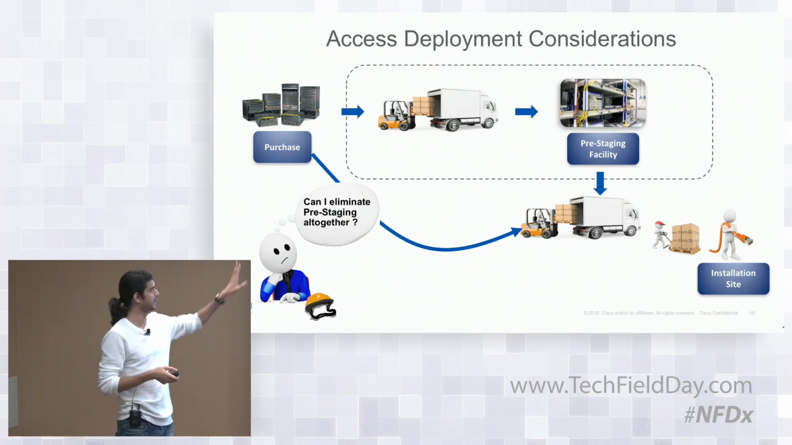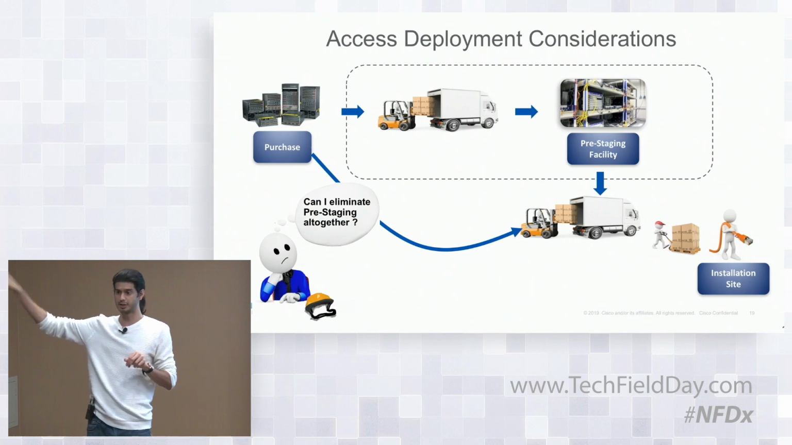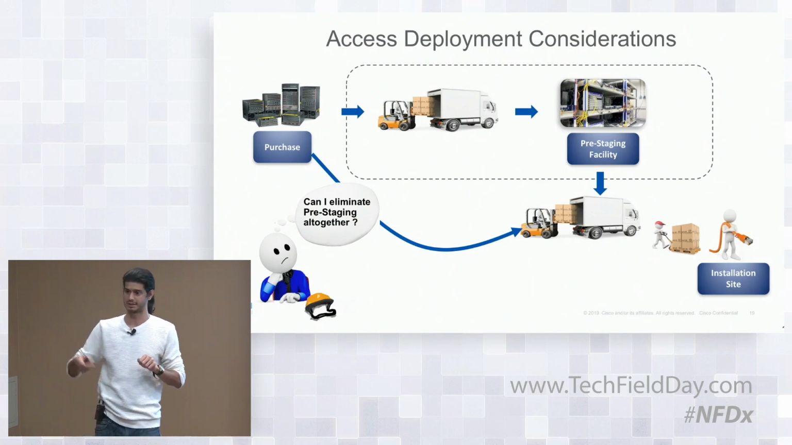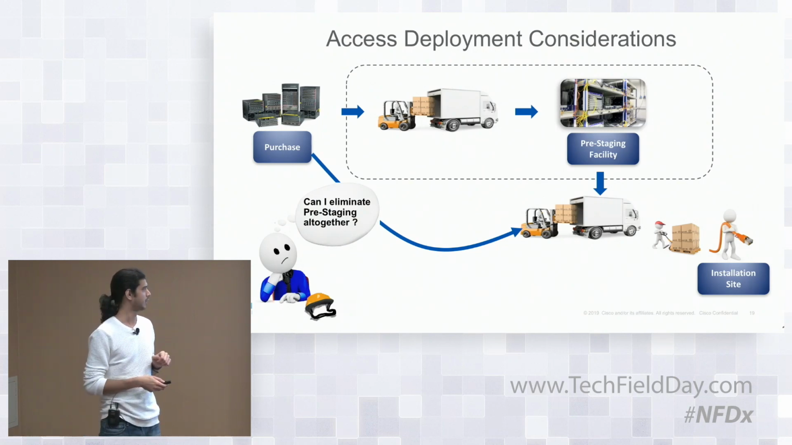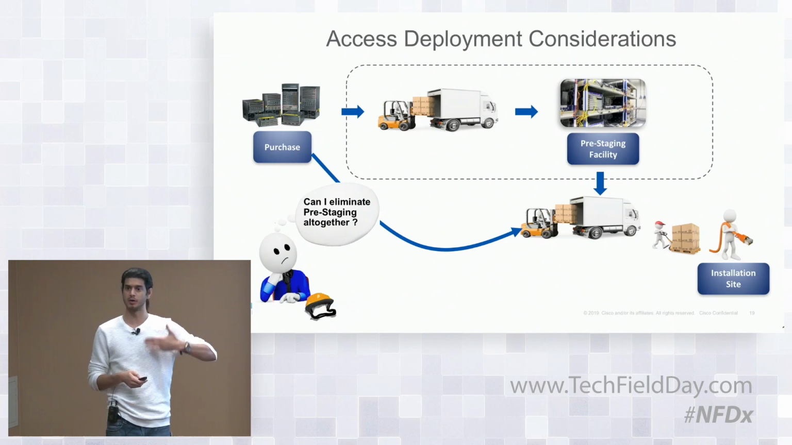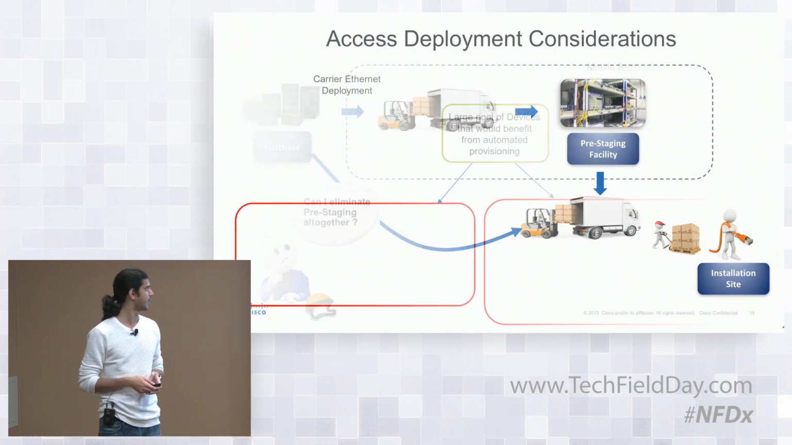So we're trying to eliminate pre-staging by making sure that your automation takes care of all the checks and balances as needed. Of course, this is easier said than done, but this is the workflow that most people have to try and move to, particularly on the access side, to get some of the benefits on the OpEx front.